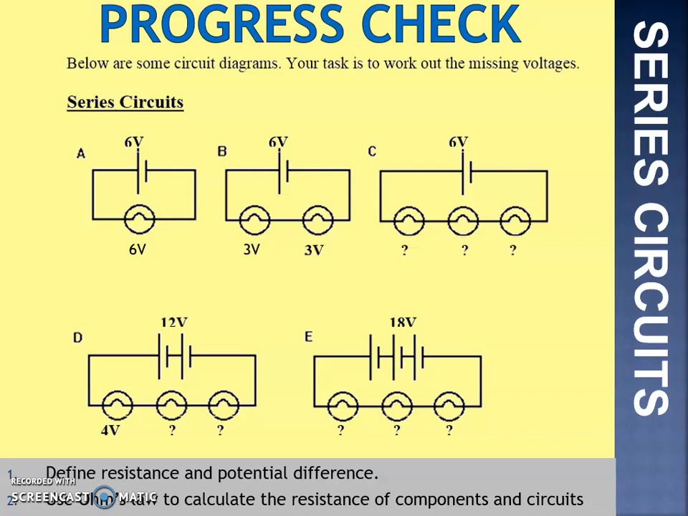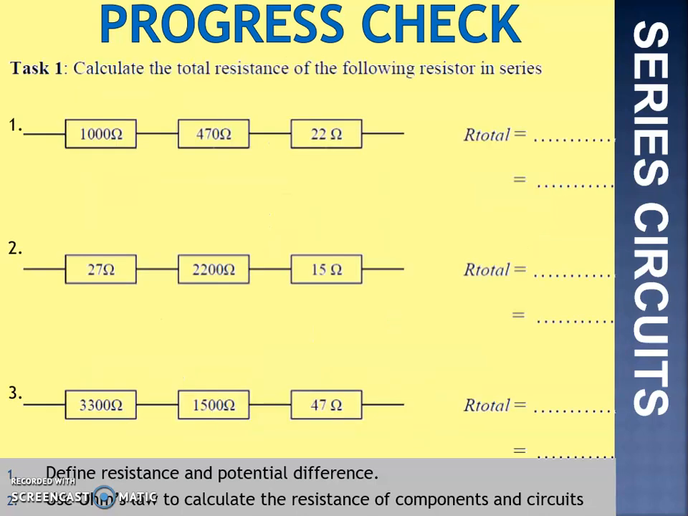3 and 3 gives us 6. C, we've got 3 components, 3 bulbs, and so the 6 volts will split equally across all 3. 6 divided by 3 gives us 2 volts for each one. For D, we've got 12 volts and 3, and again the rule is the same. It will split equally between all 3. So 4 volts for the first one, 4 volts for the remaining ones. And finally for E, we've got 18 volts at the top, 3 components. It would split equally between all 3, giving us 6 volts for each one.